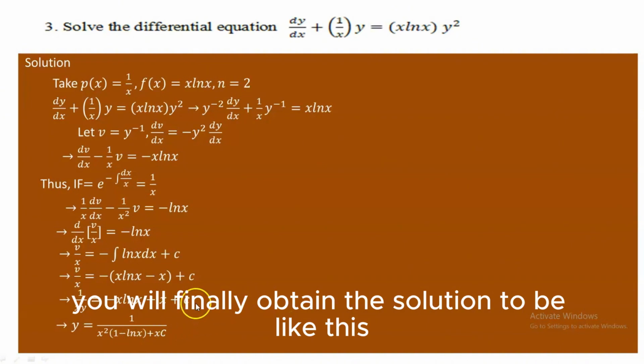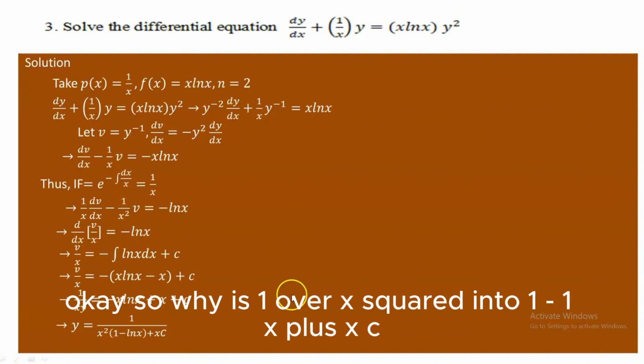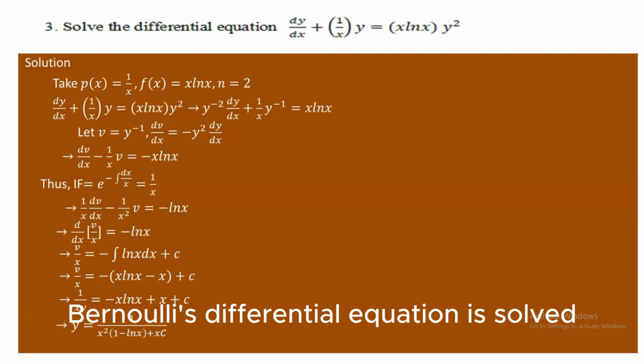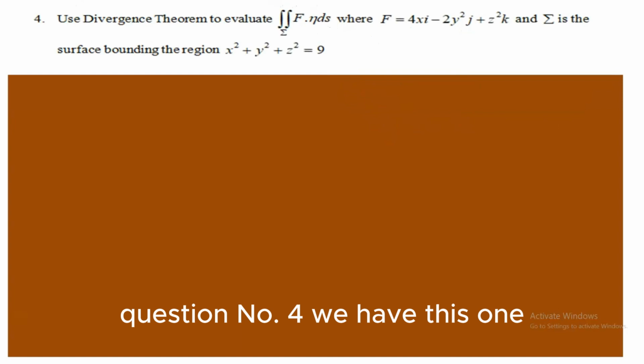You will finally obtain the solution to be like this. Y is 1 over x squared into 1 minus ln x plus xc. This is how you see this Bernoulli's differential equation is solved. And proceeding to the next question, question number 4, we have this one.